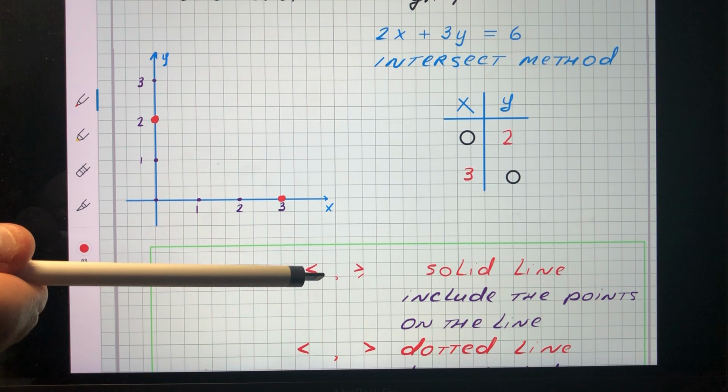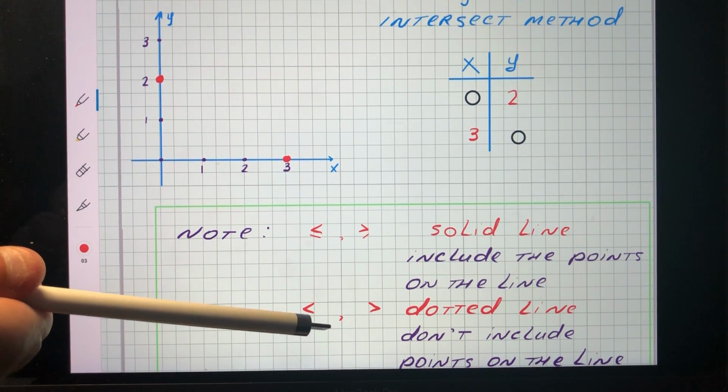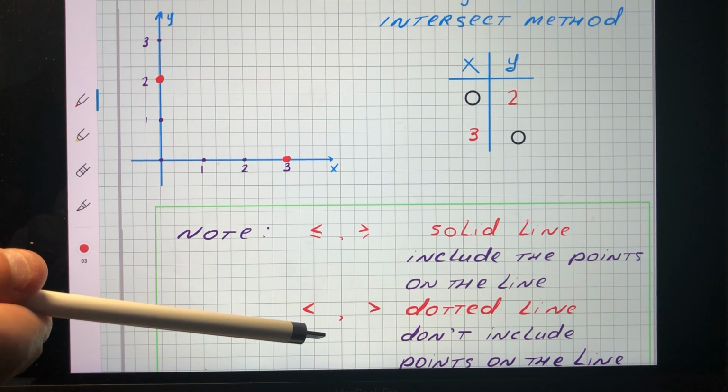If the original inequality does not have an equal sign, that means that the points on the line are not actually part of the answer. The line itself then is dotted to show that that line is not part of the solution. It simply divides the region into two parts.